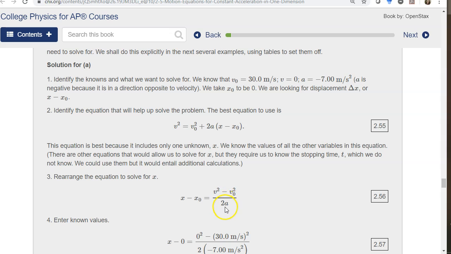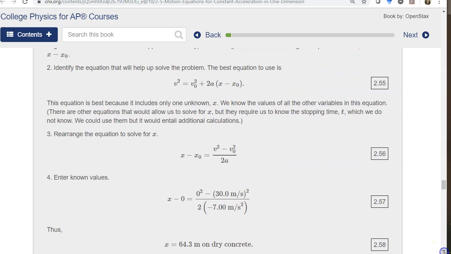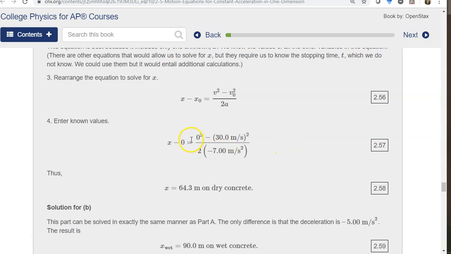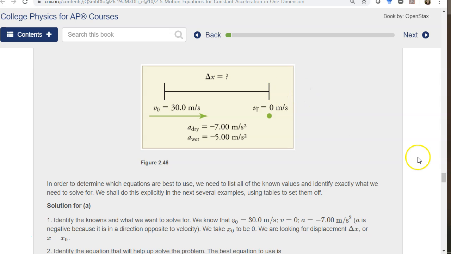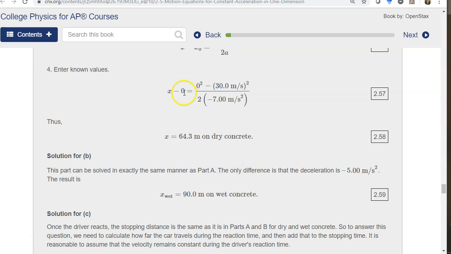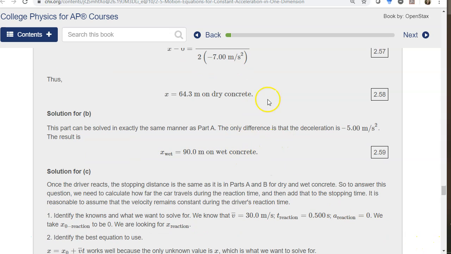So now we did our subtraction and we did our division, and now we have x minus x sub 0 equals everything else. And we can plug numbers into everything else because we already figured that out. So we enter the known values, okay? And we know that x sub 0 is 0 because the goal, remember, was for the vehicle to stop, okay? So we're going to go over here, and now we can isolate x. We can do this math. 0 minus 30 squared divided by 2 times negative 7, and we arrive at 64.3 meters on dry concrete. And then we can do the same thing with negative 5 meters per second squared over here and arrive at 90 meters on wet concrete.